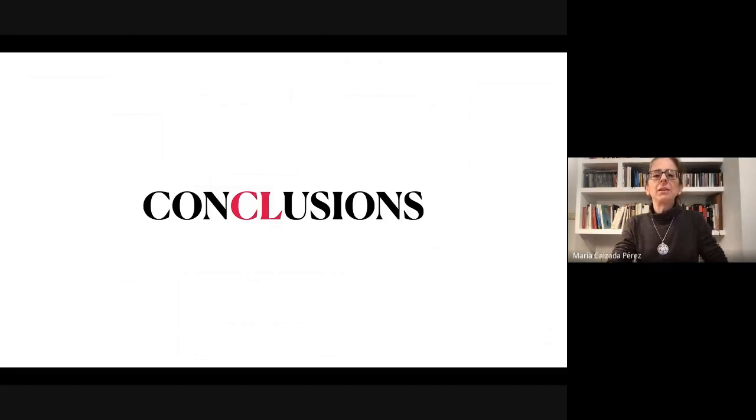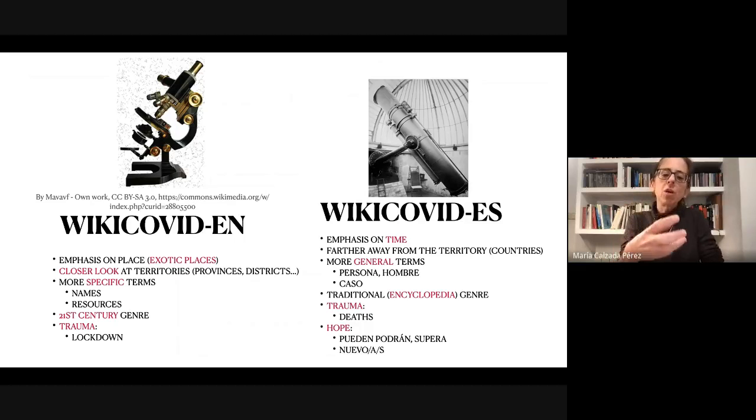So to put an end to this, let's see that WikiCovid EN and WikiCovid ES produce two different representations of COVID-19. WikiCovid EN puts an emphasis on places, WikiCovid ES on time. WikiCovid EN gets closer to the territory and names provinces and districts. WikiCovid ES remains at the level of countries.